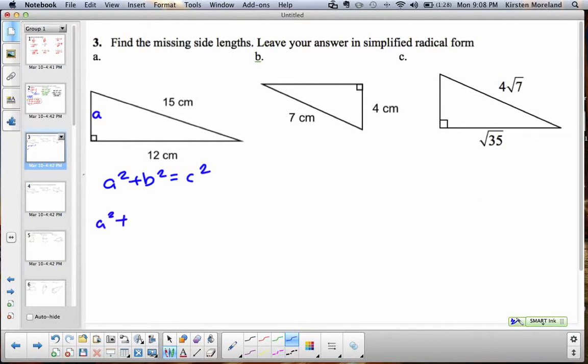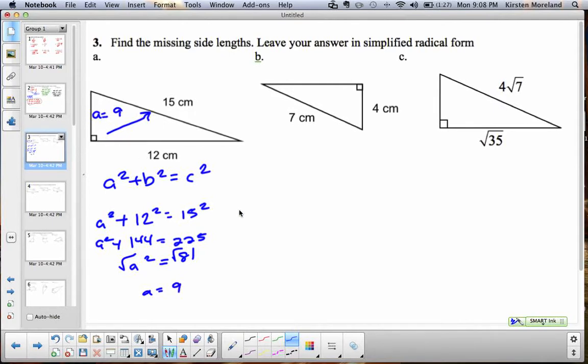So it's a squared plus 12 squared equals 15 squared. And I know that 15 is my hypotenuse because it's across from the right angle. So I get a squared plus 144 equals 225. So a squared equals 81. When I take the square root, I get a to equal 9. So this side length right here is 9.